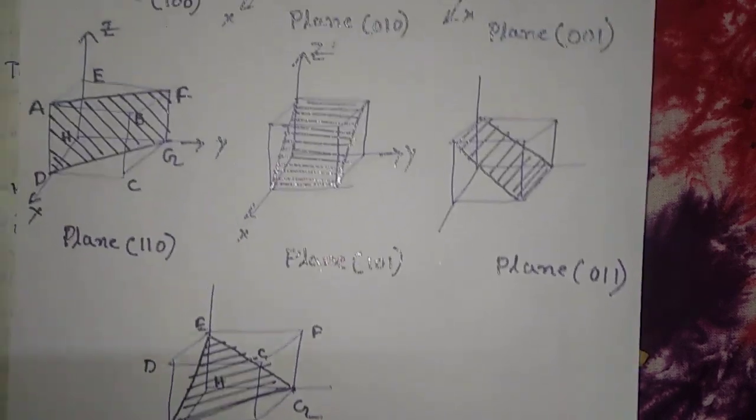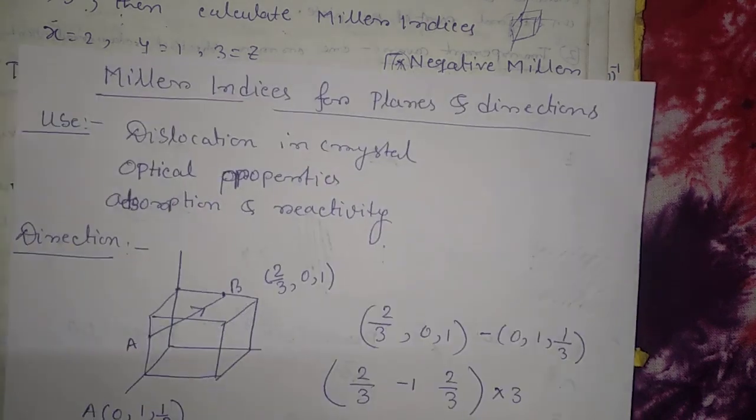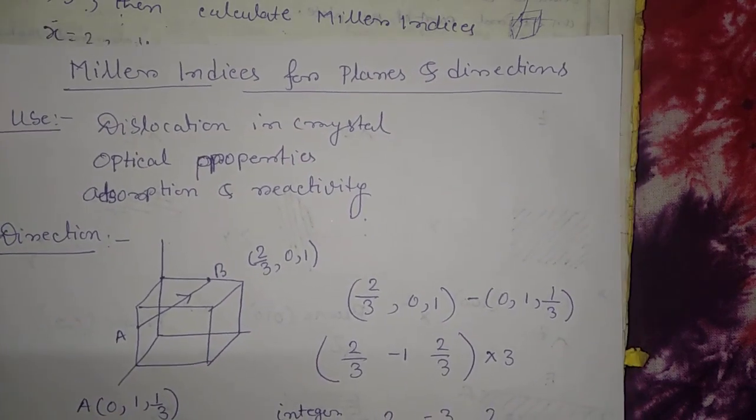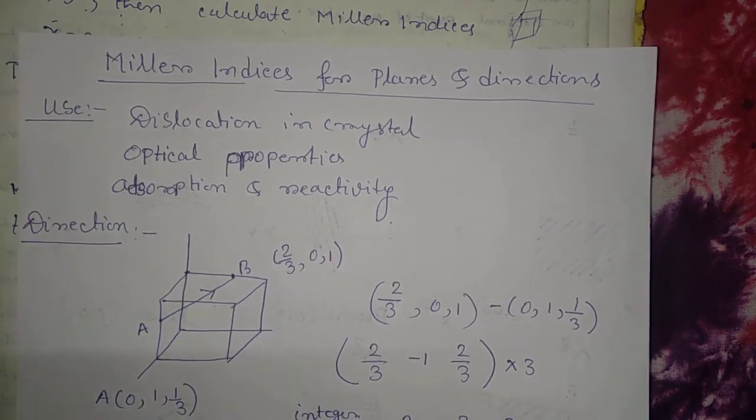Okay, now let's take an example on Miller indices. How do you calculate on a particular plane? These are the Miller indices for plane as well as direction. What it is used for is to identify the dislocation in a crystal.